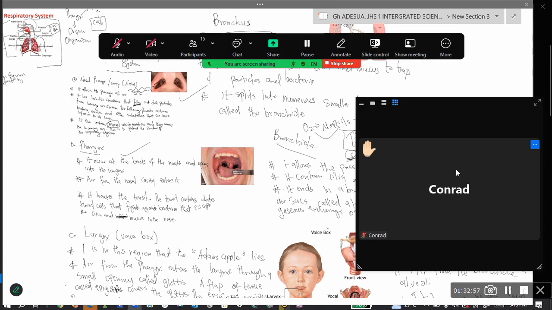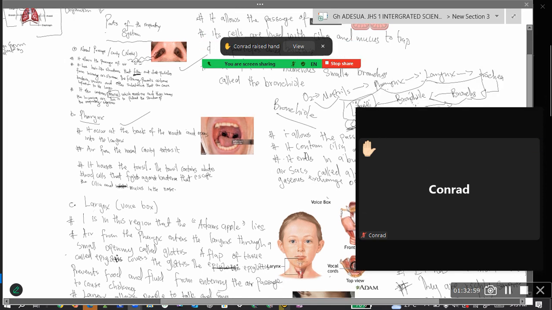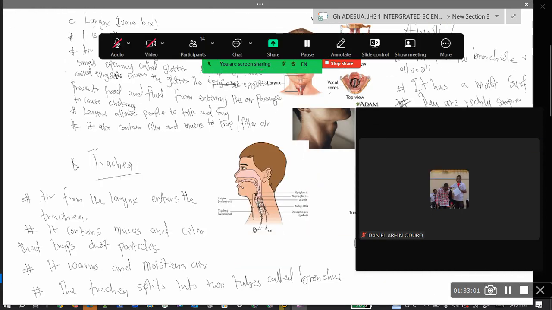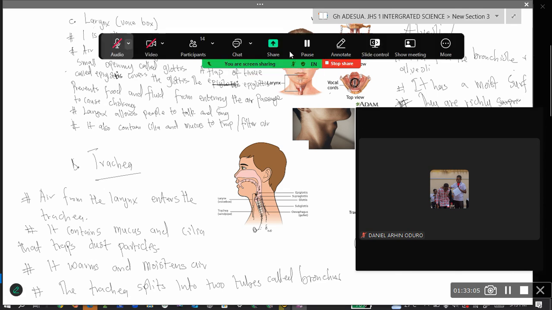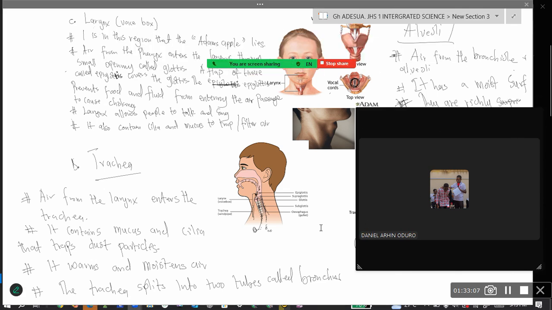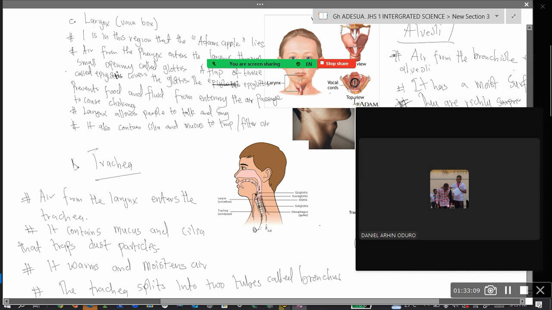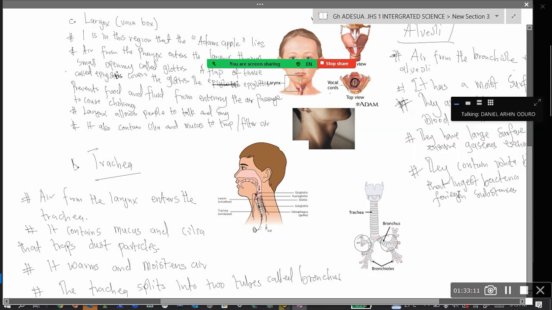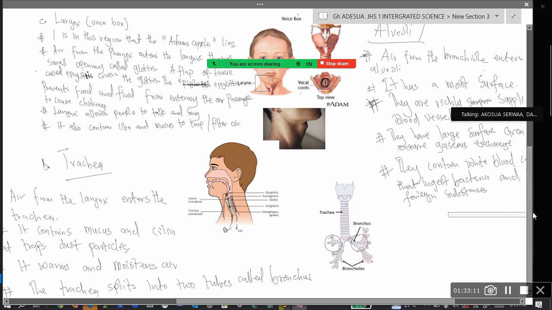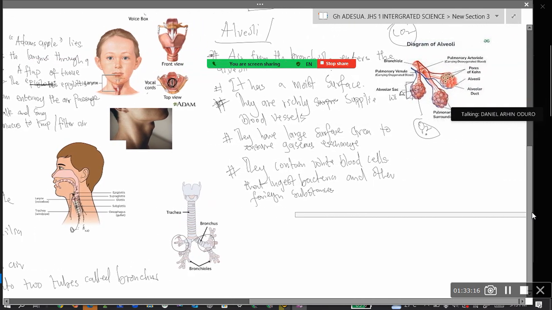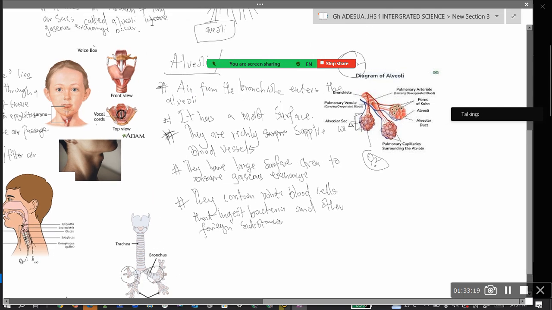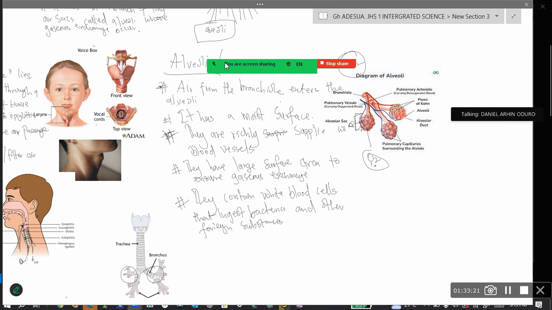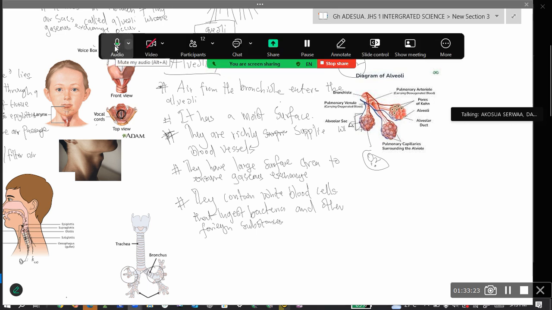Did you not copy the alveoli? Who didn't copy the alveoli? Someone said he didn't copy the alveoli. Me, sir, please. Can you see now? Yes, sir. Okay, so you have all the time in the world to copy.